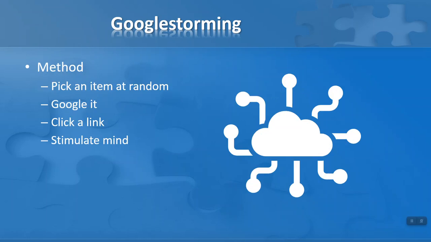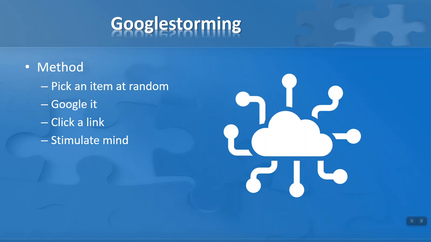So how do you do it? Well, the method, of course, is very, very simple, as most of us are using search engines all the time. The principle of Google storming is to pick something completely at random, and this actually does work. Look around your office, see if there's something there. Look out the window, pick something at random. Maybe something you saw coming into work on the train or the bus or by car. Whatever it is, pick an item at random and then Google it.